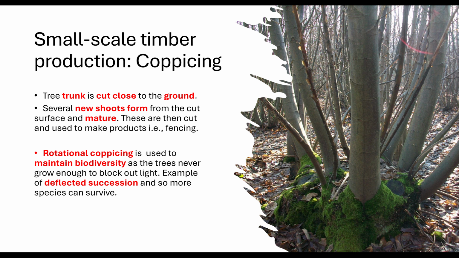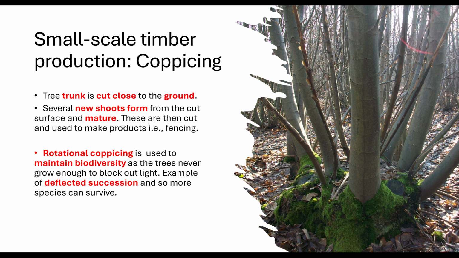We cut the trees down because we need them so that we can build different materials to sustain the growing human population, but we're also doing it in a way that maintains the biodiversity. So by doing this rotational coppicing, we only cut down those which would therefore have gone on to create a climax community, which would have lowered the biodiversity. So that's important to think about.